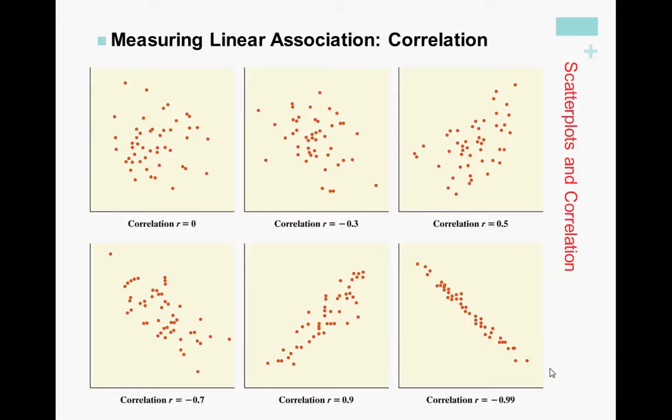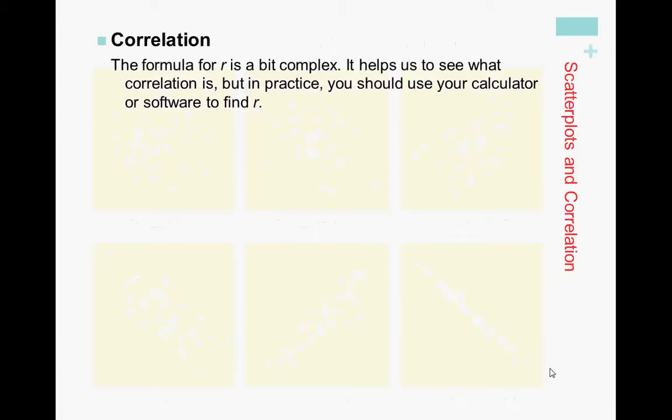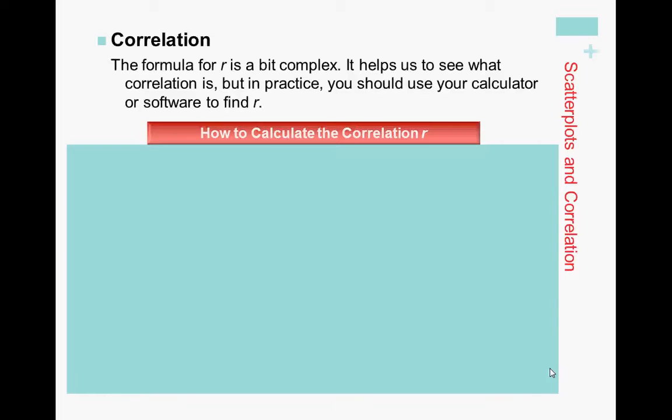Now the formula for r, frankly, is a bit complex, even for me, to be honest, but it helps us to see what correlation is. The good news is you won't really ever have to use the formula. We're just showing it here to give you an idea where it comes from. You should use your calculator, or if you're in college, you might use some different stat programs to find it. But here's how to calculate it. Again, you don't have to memorize this because you won't be required to use this formula. The calculator does it for us, which is great.